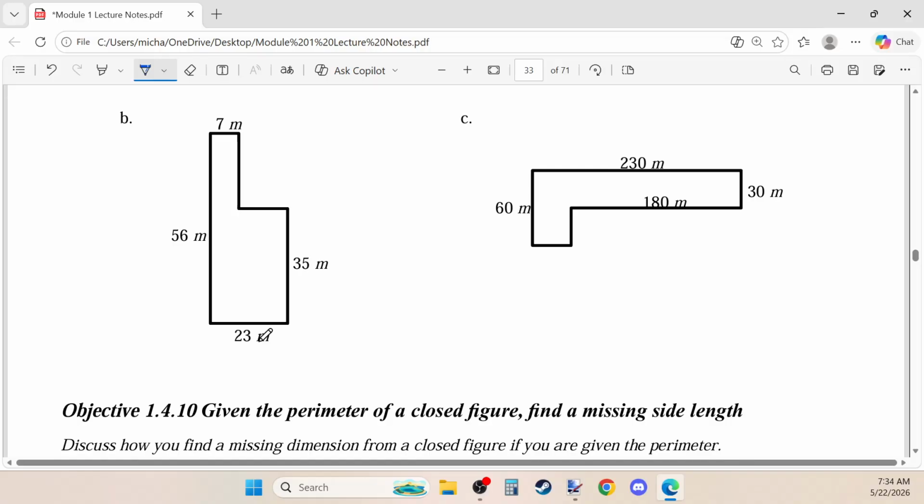So this here, this side is 23, which means this plus this equals 23. There are two 23s. That gives me 46.